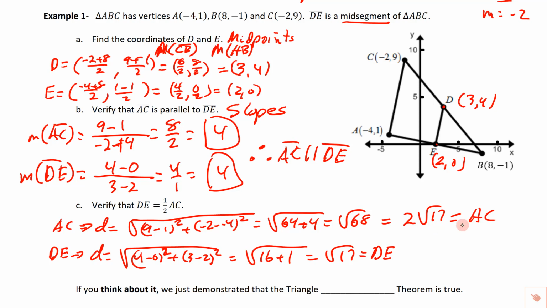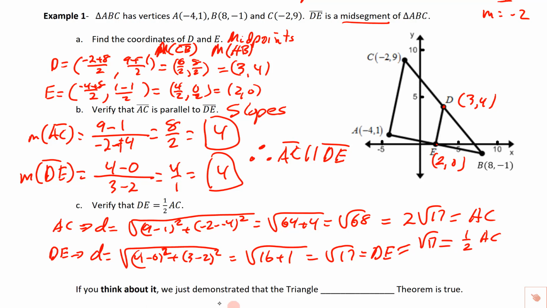So if I took exactly 1/2 of AC, that would be radical 17. And does radical 17 equal that? Okay. So we demonstrated, we showed, we verified that the mid-segment and the third side of the triangle are parallel. And we also verified that the mid-segment is exactly half the length, or the opposite of that would be the length of the side is twice as big as the mid-segment.